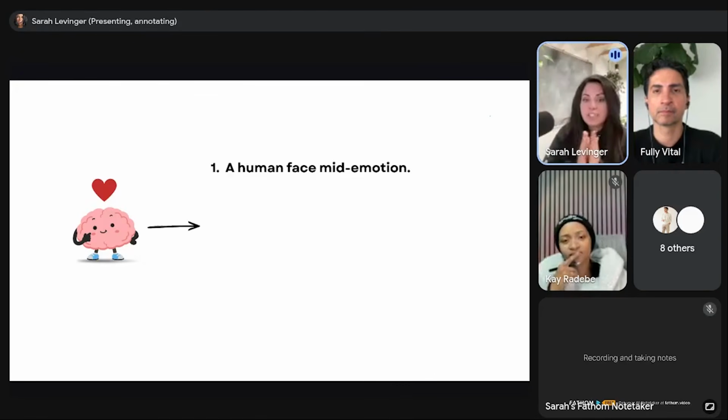Very critical to our survival as humans to be able to identify a human face in particular. We also do this with animal faces. This is the reason why cute animals often do really well in any sort of content, but humans in particular is what we're looking for. So that's number 1. Any sort of 300 millisecond hook, I want you to do some sort of a human face mid emotion. We're going to talk about these in a second.